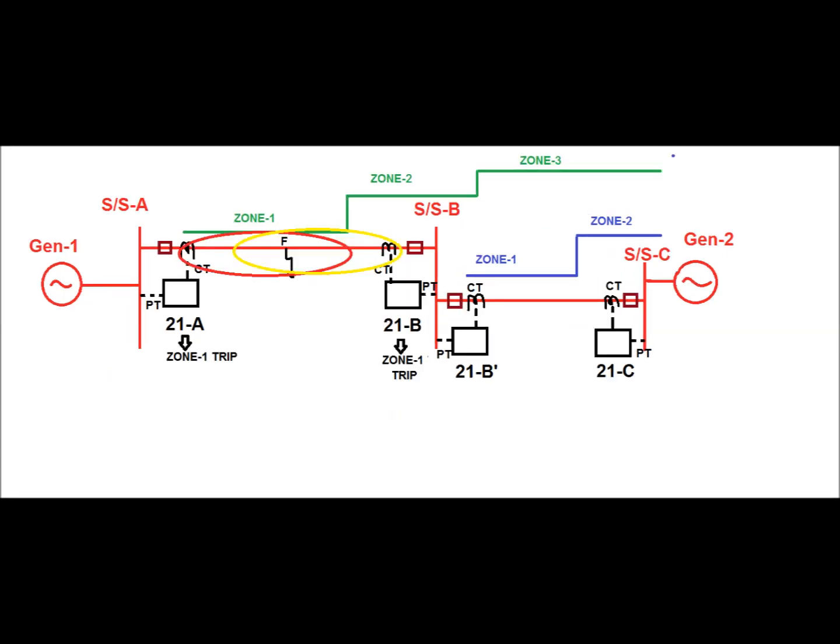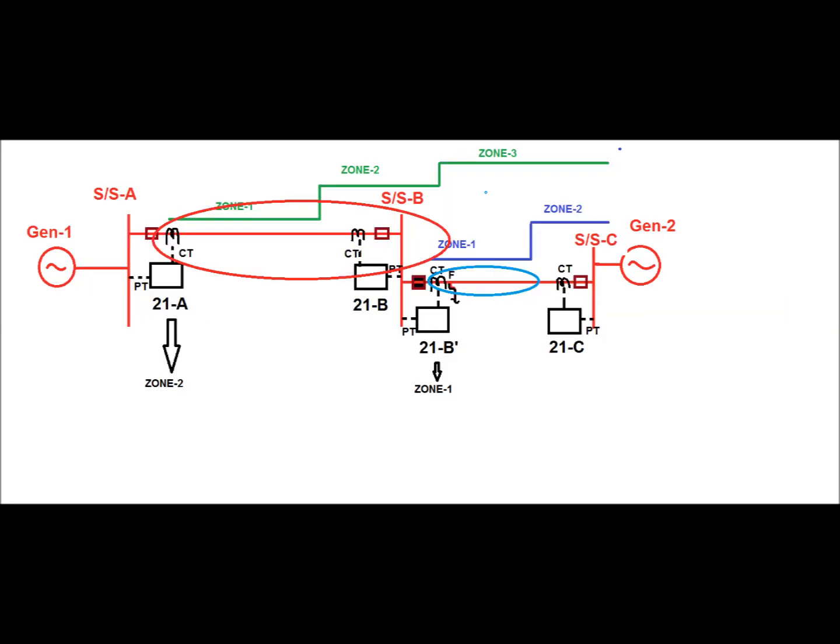Now consider a fault occurs at point F in line segment AB in between substation A and B. In this fault, both the 21A relay and 21B relay should trip at zone 1 time and clear the fault by tripping their respective circuit breakers at substation A end and substation B end for the line segment A and B.